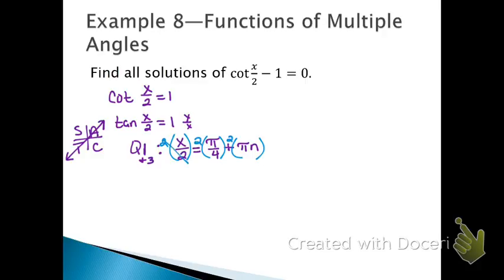So when you do that, you get x equals 2 pi over 4, which reduces to pi over 2, plus 2 times pi n is just 2 pi n. And remember, the n is an integer. And there's our answer.